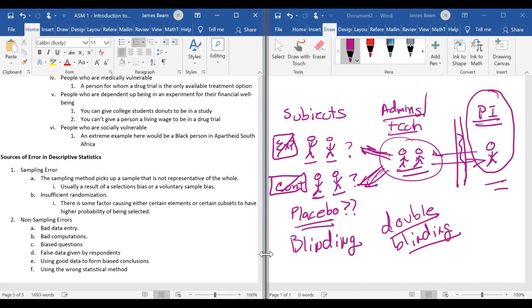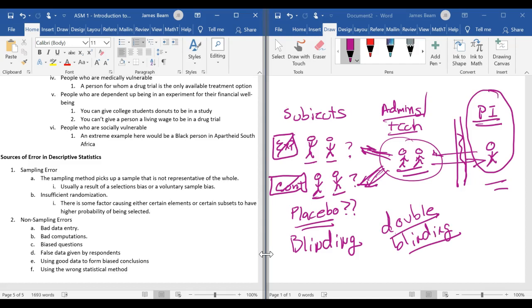Insufficient randomization can happen. I mean, this is literally you didn't shake up the box enough when you picked out the balls, or there's something wrong with your random number generator, or some of the balls were blue, so I picked the pretty blue ones. This kind of thing. The slips of paper were folded, and the ones that were folded twice were more likely to be chosen. These would be things where you would get insufficient randomization.